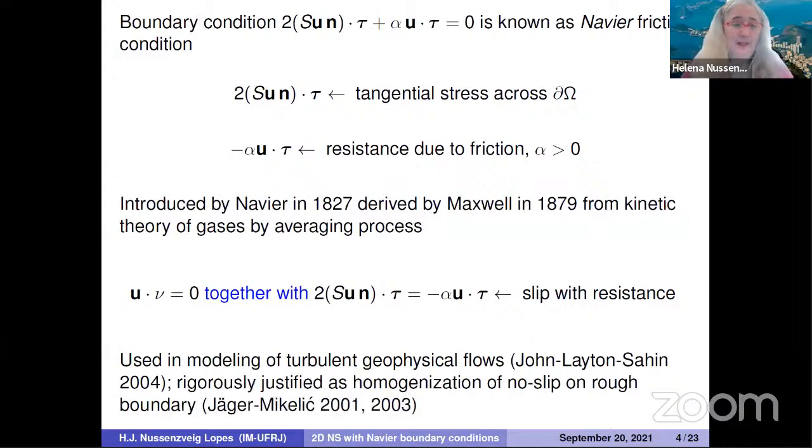And it has been analytically, rigorously justified as a homogenization of no slip on rough boundaries. And this is some work by Willi Jäger and Andro Mikelić from 2001, 2003. And for those of you who don't know, Mikelić passed away last year. It was very sad.